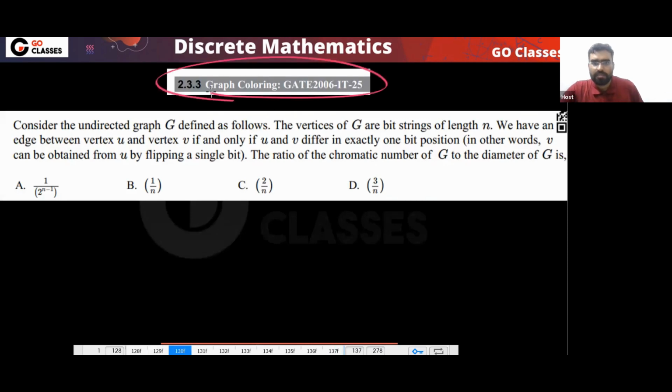Let's see this question. This is GATE 2006. What is the answer? The question is saying that there is a graph, and in the graph the vertices are bit strings of length n. We have an edge between two vertices if and only if they differ in exactly 1 bit position. So what is your graph G? This is the hypercube graph. The definition of the hypercube graph is given to you.